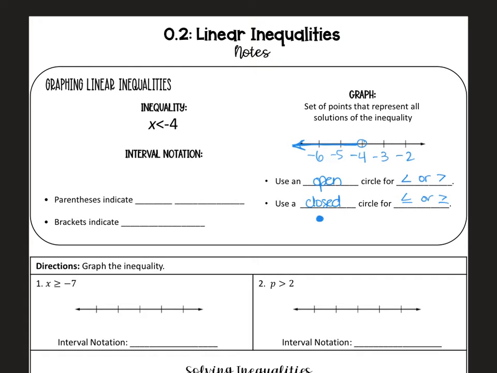All right, and then to write the solution in interval notation, that becomes a little easier once you can see it on the graph. So interval notation is just a way of writing the solution as an interval. So you are going to put it either in parentheses or in brackets. So here it's actually parentheses, and that's because the solution can't go any further right on the number line than -4. So the furthest right number on the number line is what goes to the right of the comma in interval notation.